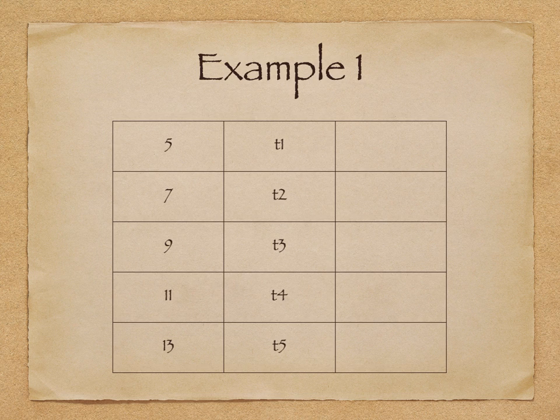So here's an example. Our first term is 5, our second term is 7, our third term is 9, and our fourth term is 11. Our fifth term is 13. What is our pattern going to be? What's the difference between those terms? Take a minute and think about it. Maybe jot down your answer. Talk to a partner. All right, let's keep going.